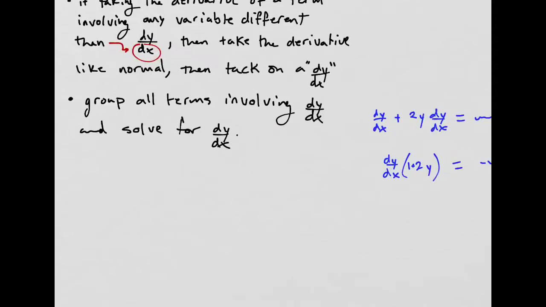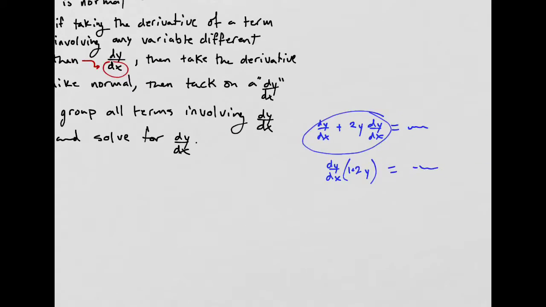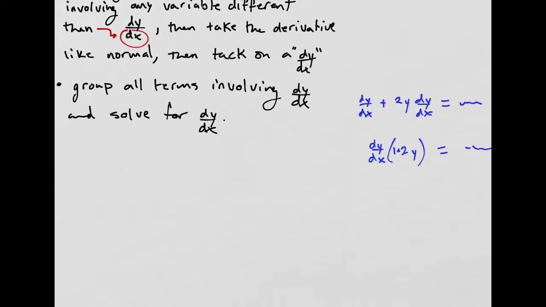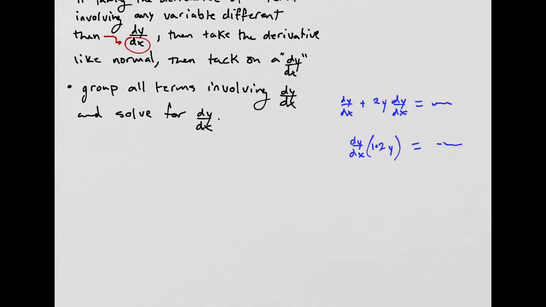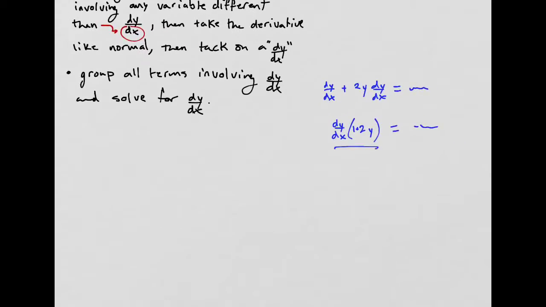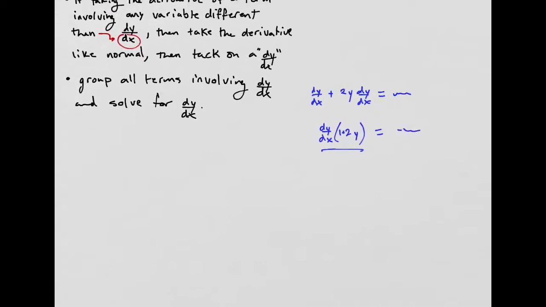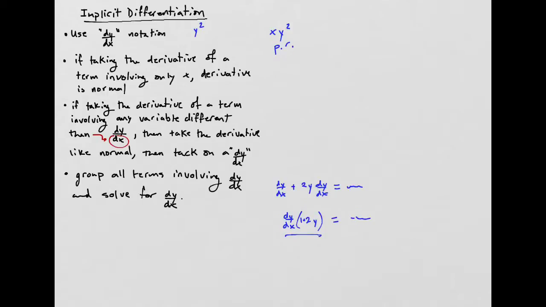And that's what I mean by group all of these to one side, maybe get all your other terms to the other, and then factor out a dy dx properly, making sure you don't forget that 1, and solve for dy dx. So I would divide by 1 plus 2y on that side. So those are the general steps. Very, very simple.